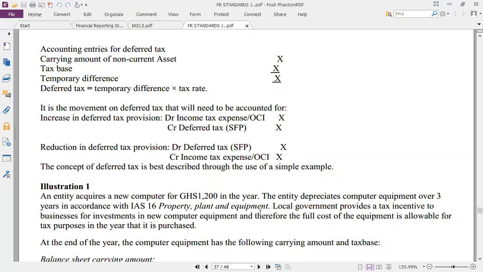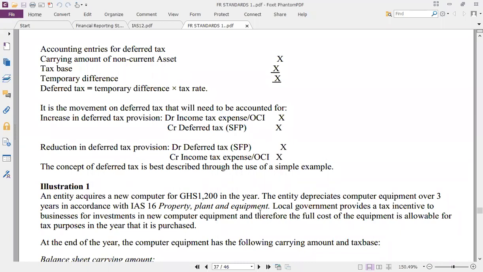Yeah, in accordance with IAS 16, property, plant, and equipment. However, the local government provides a tax incentive to businesses for investment in new computer equipment, and therefore the full cost of equipment is allowable for tax purposes. Okay.